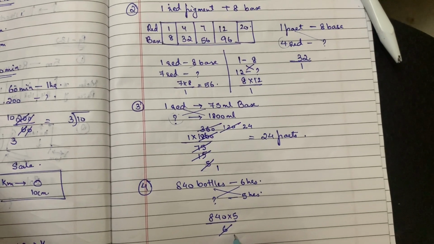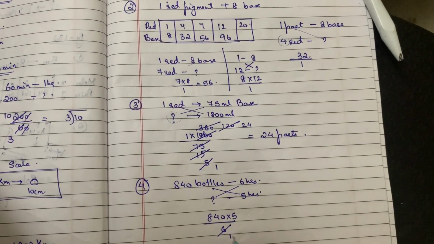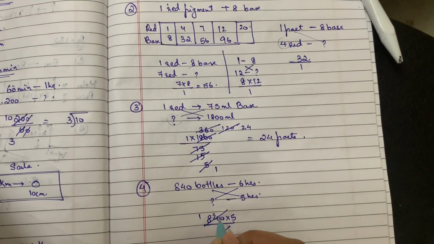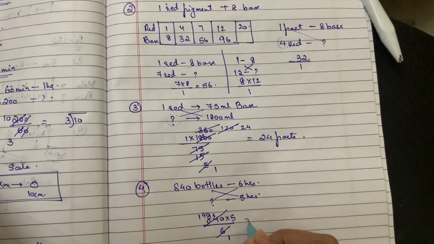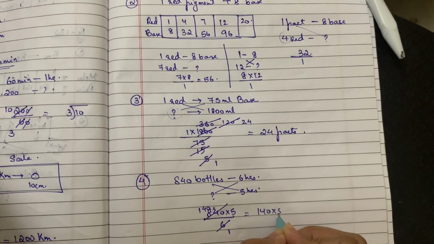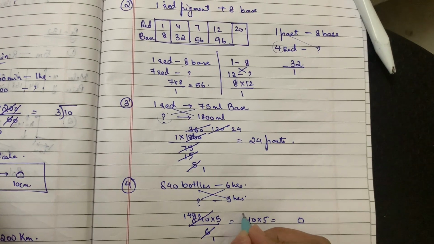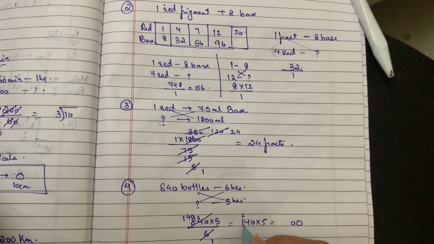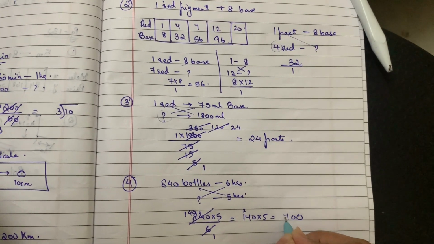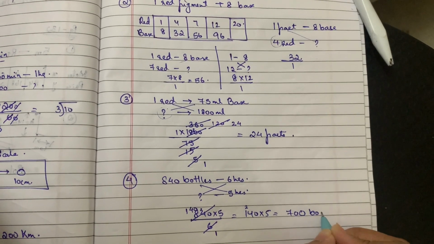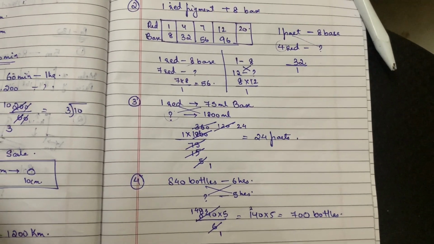6 will go 1 times, 6 1 times, and 2 will be left out here, 4 times and 0. So it is 140 times of 5, which is going to be 0, 2, 0, 5 4s are 20, 5 1s are 5, 6, 7. 700 bottles it will fill in 5 hours time.